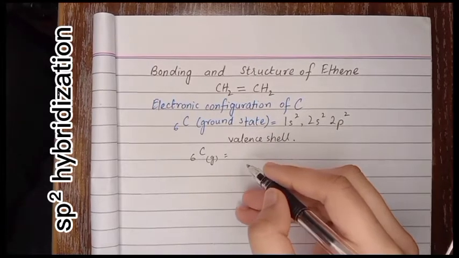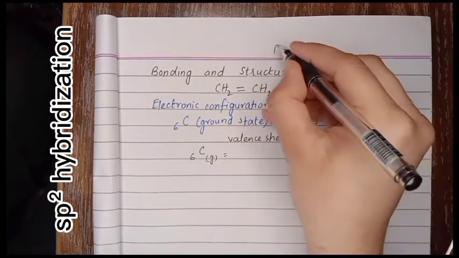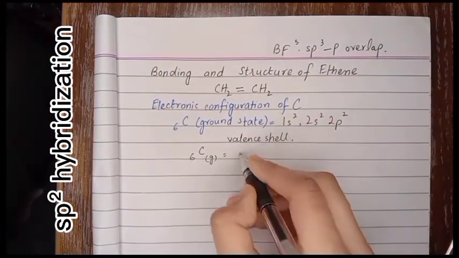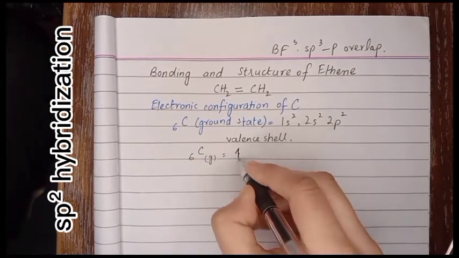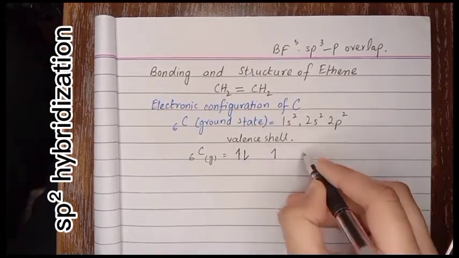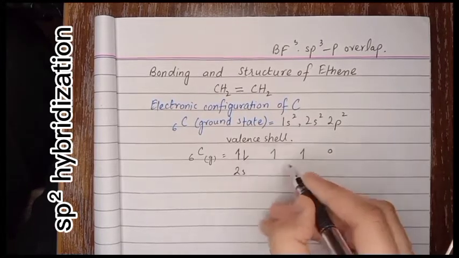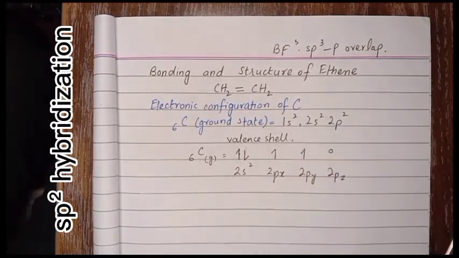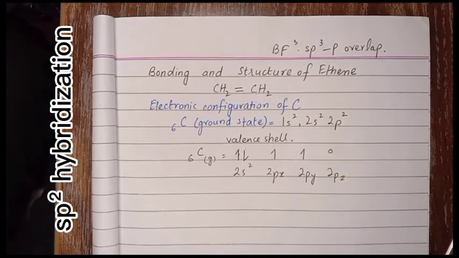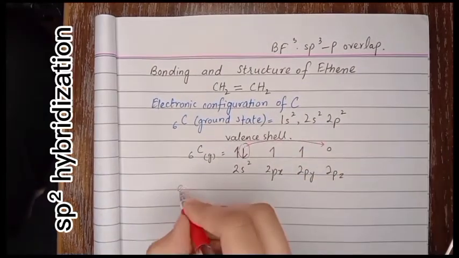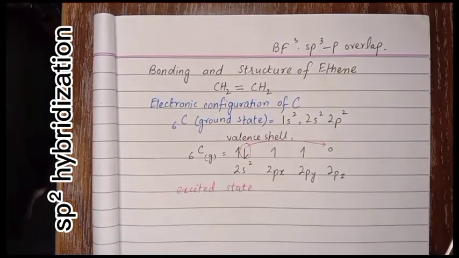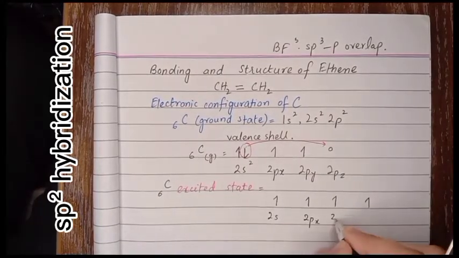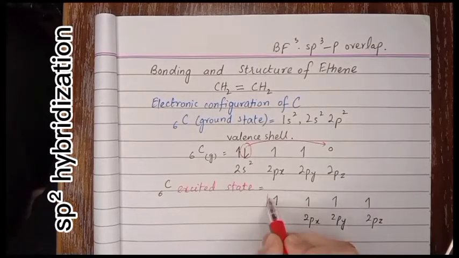So, one electron from the 2s jumps, like in BF3 where there was an sp2-p overlap. Same is the case here. Carbon in the excited state has an electron jumping into the vacant orbital, and then sp2 hybridization will occur. In the first example of CH4, we had sp3 hybridization occurring, but here only one s and 2p orbitals will intermix and 3 sp2 orbitals will form.